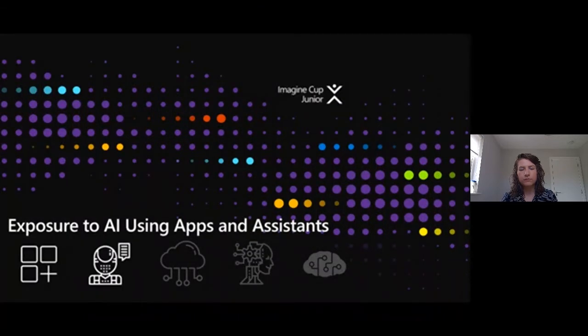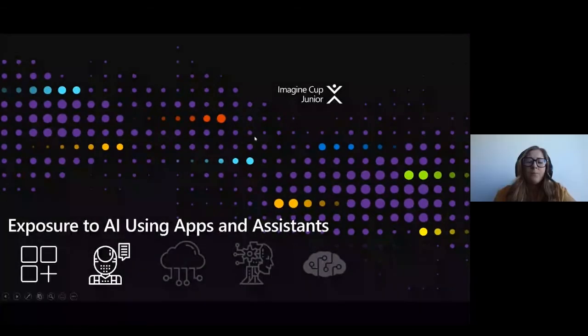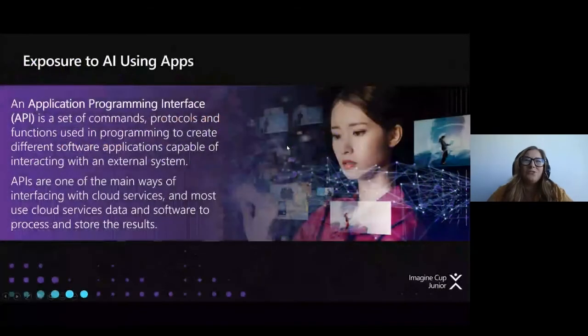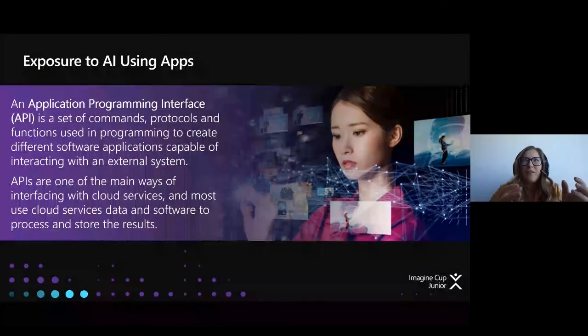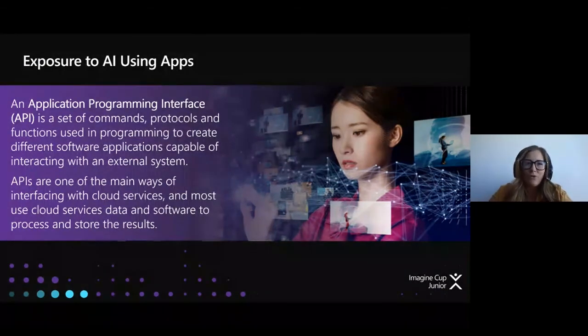So now we're going to actually have a look at some apps that use AI, okay? But before we do that, we need to actually understand what an API is, okay? And all an API is, well, it stands for Application Programming Interface, okay? And it's basically how software components interact with each other, okay? It's a set of commands that's used in programming to create apps that are able to interact with external systems, okay? And APIs are one of the main ways of interfacing with cloud services.